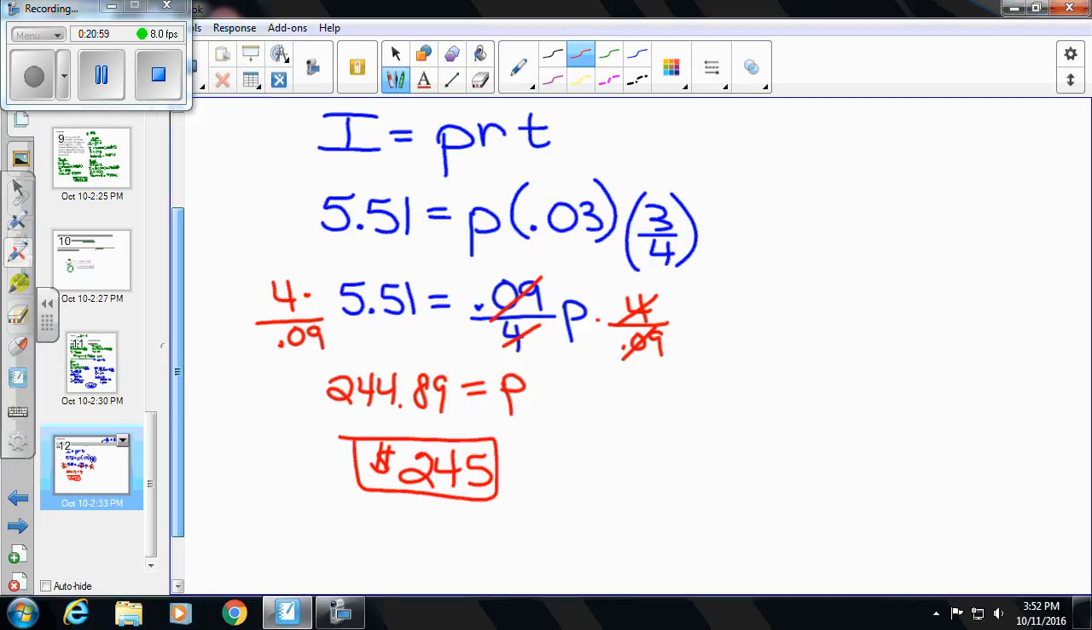To make sure I'm right, I would put this 245 in for the principal up in here and check to make sure that when I do 245 times 0.03 times 3/4, I get an interest of 551. We're going to get a touch more than 551 because we did round our answer.